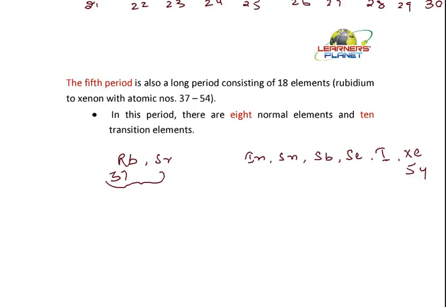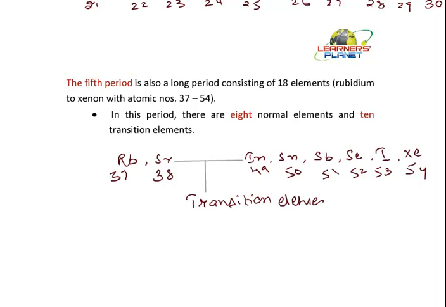Now in between this, I'll write the atomic numbers also, 38. Now in between there are 10 elements which are transition elements. So this would be 49, 50, 51, 52, 53 and 54. So in between whatever elements are there, they are transition elements. So I'll write it here as the transition elements. Now I'm not going to confuse you by telling their names also. They are between 39 till 48.